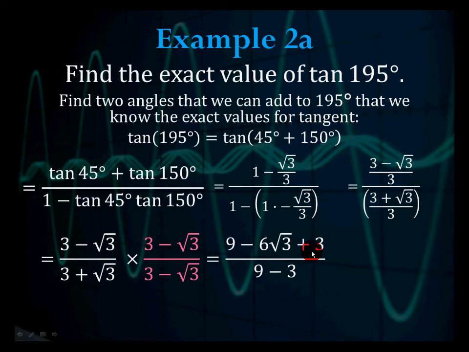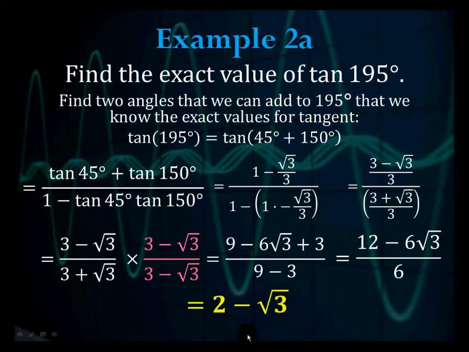A squared is 9, b squared is radical 3 squared, or 3, and 2ab is 2 times negative 3. So negative 6 root 3 in the numerator, 9 minus 3 in the denominator, you get 12 minus 6 root 3 over 6. Divide everything by 6, and you get 2 minus root 3. So you can figure out the exact value for tangent of angles by separating them into 45 degrees and some presumably multiple of 30, and just be very, very careful with the simplification process.